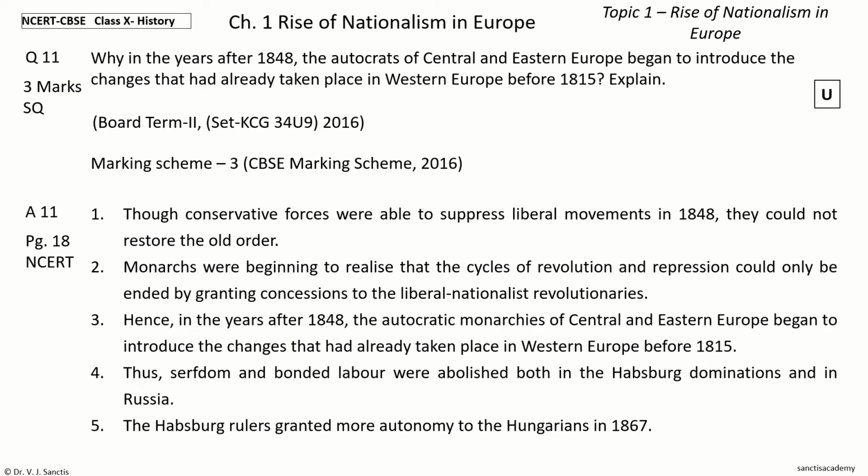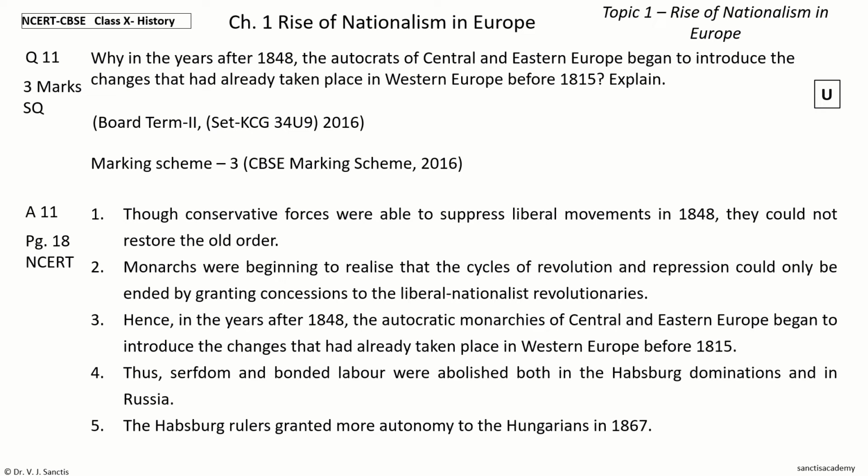So let's read the question again and understand it. After 1848, there were changes in Central and Eastern Europe, that is Austria, Hungary, Romania, etc. So these changes were brought into Eastern Europe after 1848, and they had already taken place in Western Europe before 1815. So why was it late, and why did they introduce it late?